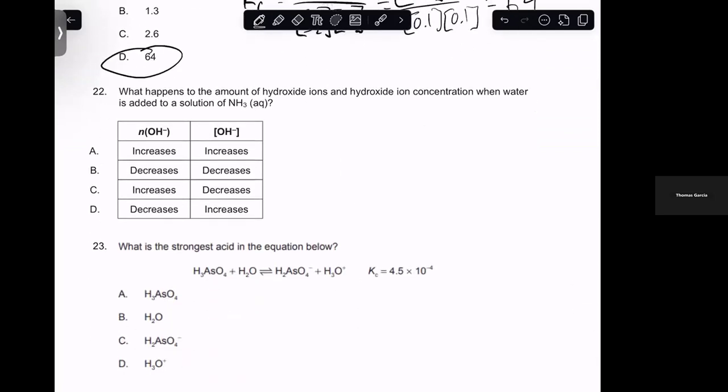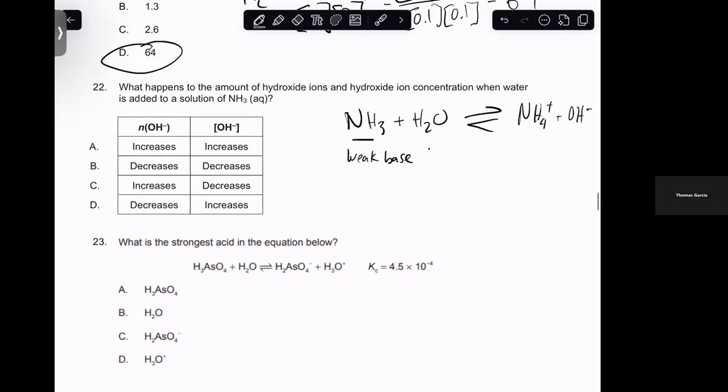All right, 22. What happens to the amount of hydroxide ions and hydroxide ion concentration when water is added to a solution of NH3? So for this, we need to be able to infer that NH3 plus H2O creates an equilibrium in which we get NH4 plus and OH minus, because NH3 is a weak base. So if we add water, Le Chatelier says we're going to force the equilibrium that way, and we're going to produce more OH. So the amount of hydroxide ions should increase.